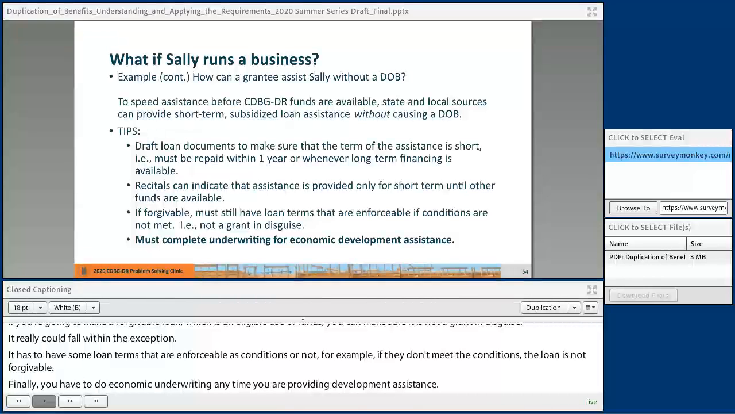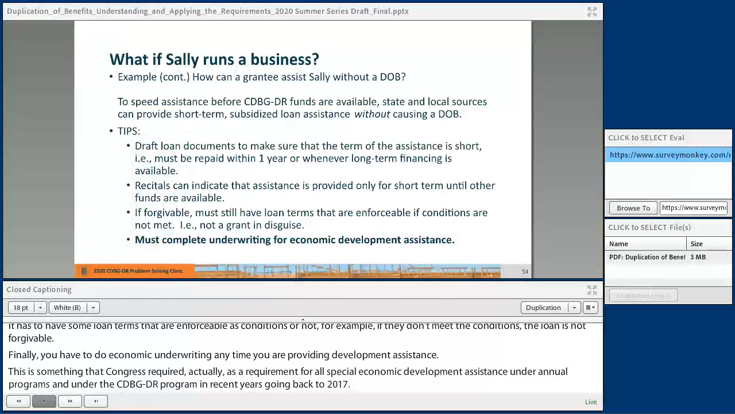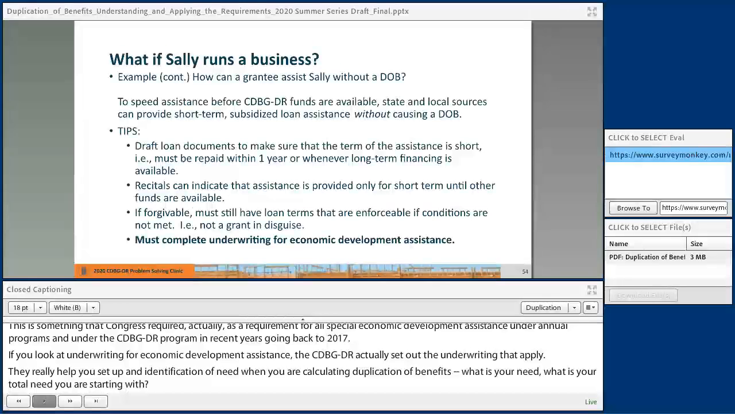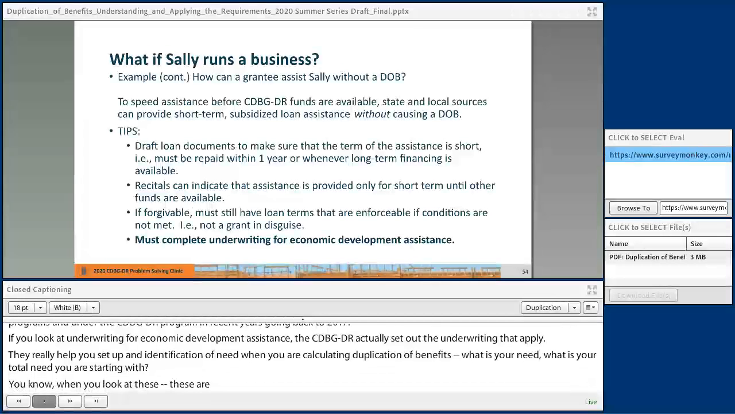And if you look at underwriting for economic development assistance, the CDBG regs actually set out the underwriting standards that apply, and they really help you set up an identification of need when you're calculating duplication of benefits. What is your total need that you're starting with? These underwriting standards are in Appendix A to 24 CFR Part 570. That's the Code of Federal Regulations that includes all of the CDBG regulations.